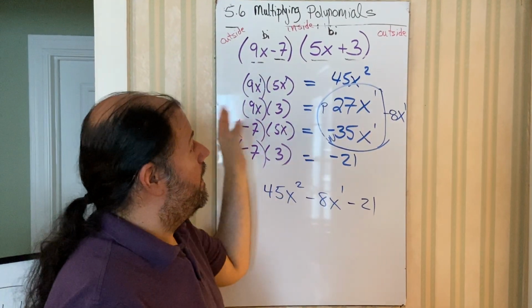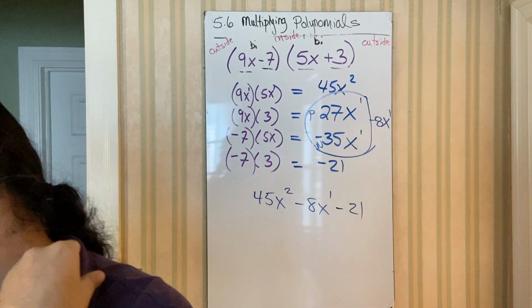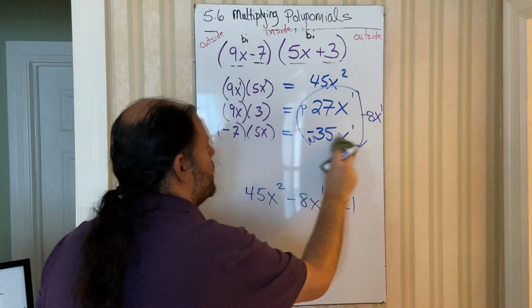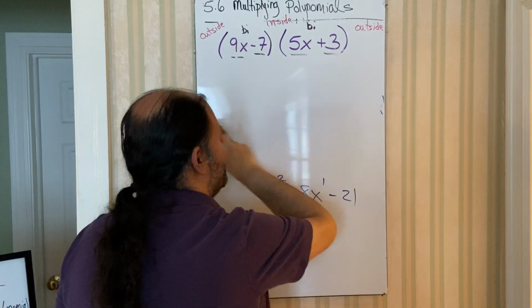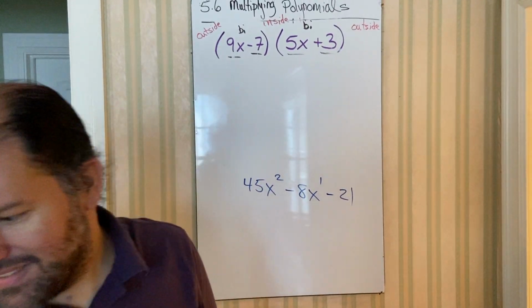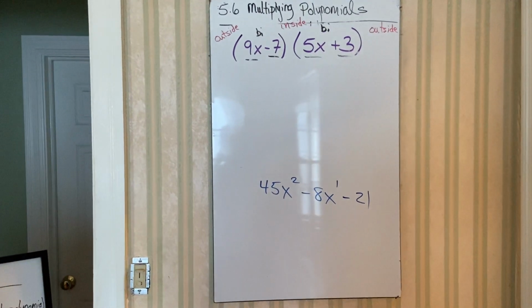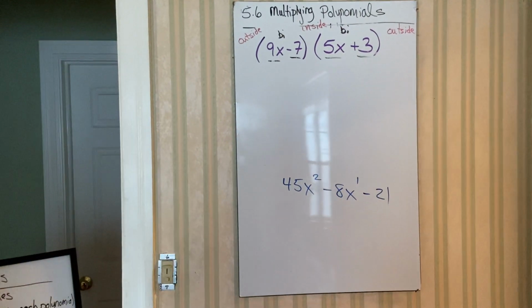Now that we've learned the FOIL method, I'm going to just redo this problem doing rectangle. And you might be saying, well, why? I kind of understand the distributing. The reason why is because I feel like it's more organized, especially when you get longer problems. So we're going to use these steps real quick.